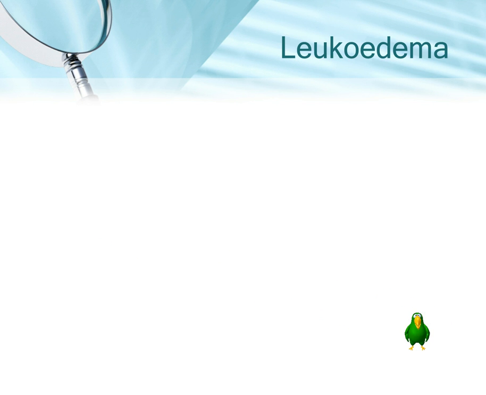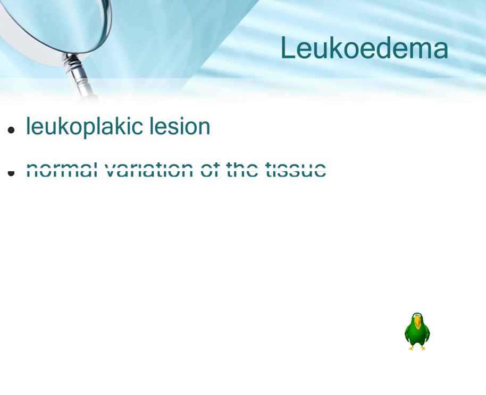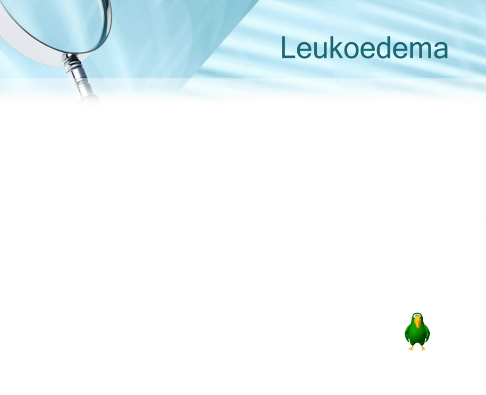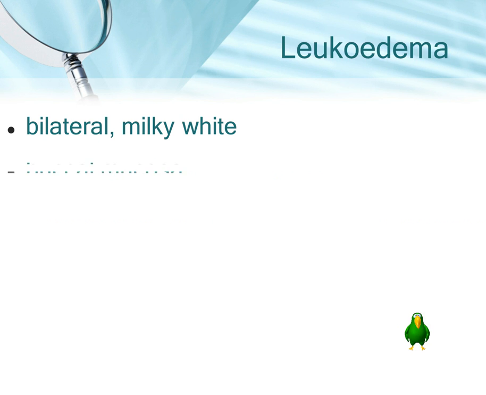Leukoedema is a known leukoplakia. Leukoedema represents a normal change in the tissue surface of the buccal mucosa. It's more commonly found in African American adults and becomes more noticeable as a person ages. Leukoedema presents as a bilateral white lesion that has a milky-like appearance. It is found on the buccal mucosa.